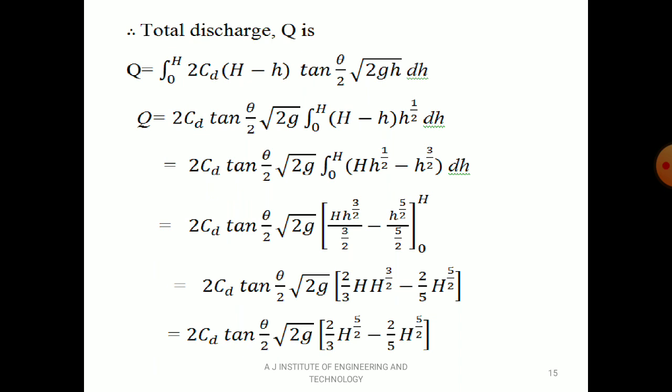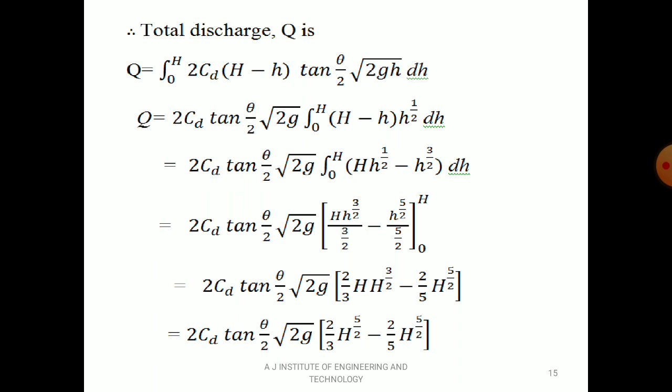So 2 Cd into tan theta by 2 into square root of 2g, integration from 0 to H. Now just multiply h to the power 1 by 2 inside. So when h to the power 1 by 2 gets multiplied inside, it becomes capital letter H into h to the power 1 by 2 minus h into h to the power 1 by 2. So that is h to the power 1 plus 1 by 2, that becomes h to the power 3 by 2. So integration 0 to H, capital letter H into h to the power 1 by 2 minus small letter h to the power 3 by 2 dh.